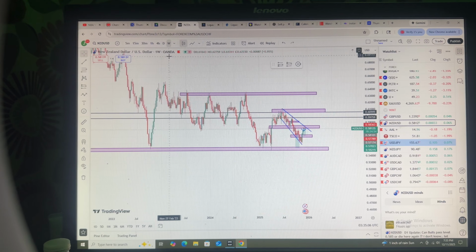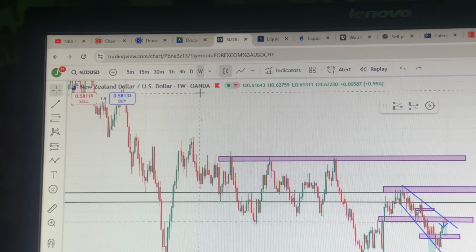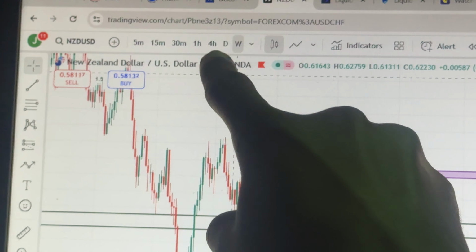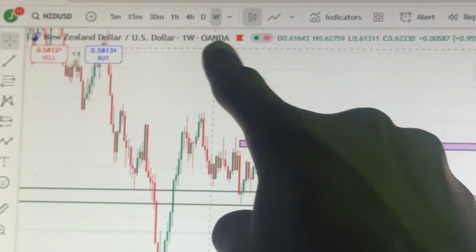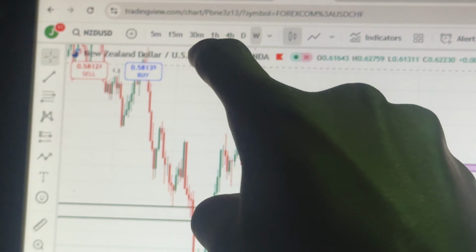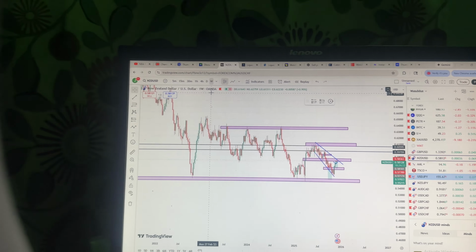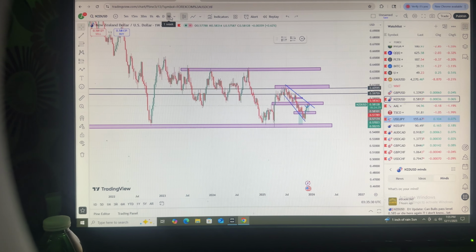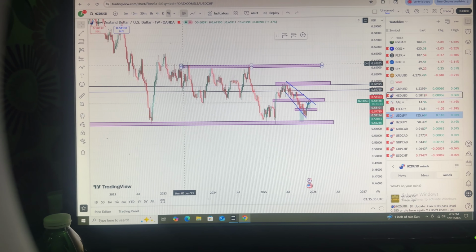So you guys can see here. Let me show you guys. You guys can see here, right? Weekly, daily, 4 hour, 1 hour, 30 minutes, 15 minutes, 5 minutes. When you're trading, you want to make sure you are on the higher time frame, which is the bigger time frame, to look at the markets, right?